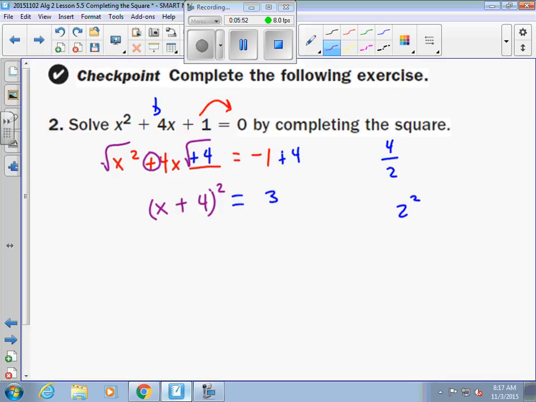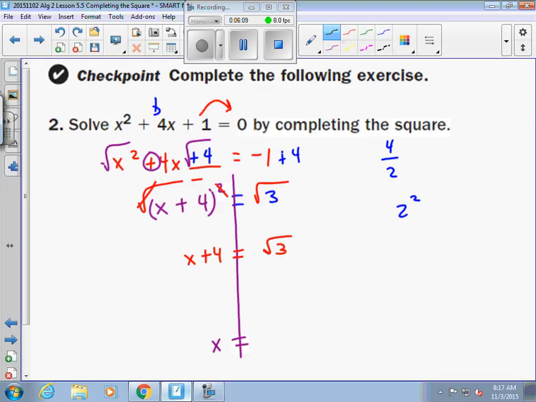Solve for x by getting rid of the square: take the square root of this whole thing. You do it to the left, do it to the right. This cancels this and leaves you with x plus 4 equals the square root of 3. And again, that's both positive and negative value.